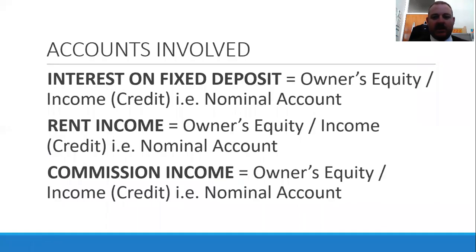The accounts involved here, like I've mentioned before, it's always good to identify the accounts involved. We have the following three income accounts: interest on fixed deposit, rent income, and commission income. They're all income accounts. Remember, incomes increase on the credit side, and if you have to reduce the income, you're going to reduce them by debiting those accounts. That's very important when we deal with adjustments, that you understand that part.